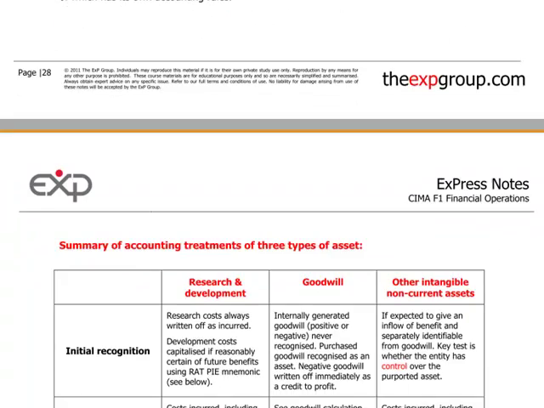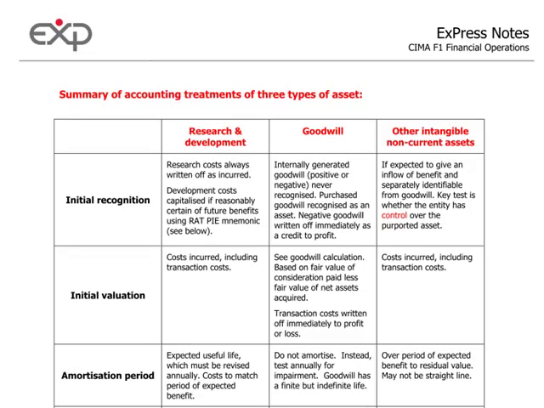And really there are three major categories we'll be looking at when we talk about intangible assets: R&D, research and development, goodwill, and any other intangible non-current assets. That's how the standard approaches the non-current assets. Of course, you would have to think, like we said earlier for IAS 16, of the definition of the asset, the recognition criteria, and so on.